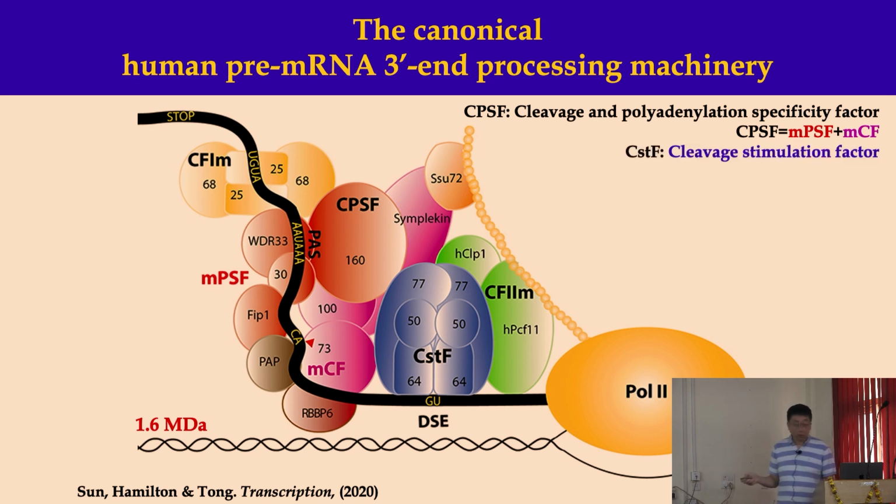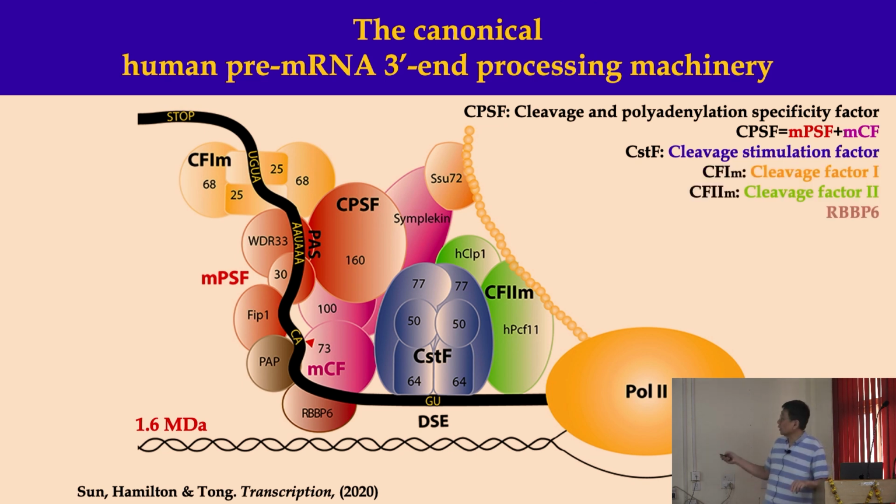And then there are additional factors, which I won't have time to talk about today, so you don't have to worry too much about them. There's blue for CstF, then CFIm in yellow, CFIIm in green, and then RBBP6, another protein down here. As I said, there are 2 enzymatic activities. We need a polymerase to add a poly A tail, and that's been known for a long time. That polymerase is poly A polymerase, of course, PAP.